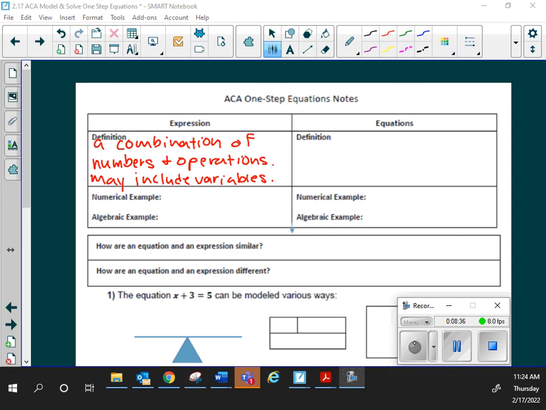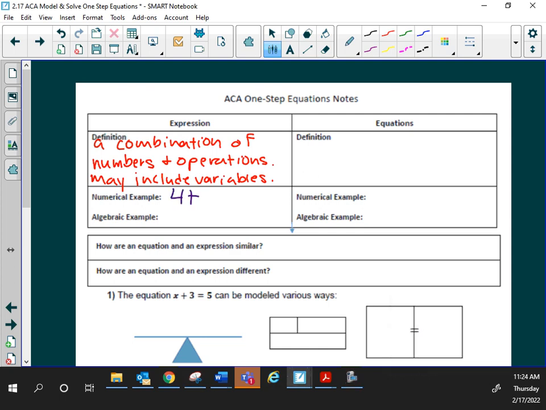Alrighty. So a numerical example is going to have numbers in it. Does anyone want to give me an example? 4 plus 3. I'm going to go ahead and put a minus 12 on there. Is that a combination of numbers and operations? Yeah. And then an algebraic example. Algebraic usually just means that there's some sort of variable, some sort of unknown. So I'm going to make one of those an x. 4 plus x minus 12.